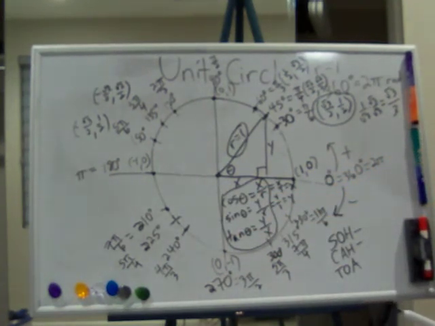Okay, so then we're going to go into cotangent, secant, and cosecant. So hopefully you understood all those so far.